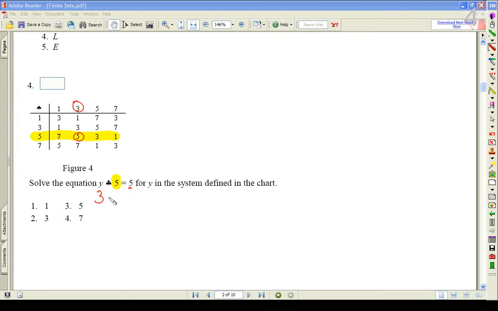So if I replace y with 3, just as a quick check, it should produce 5. So 3, go down until you reach the 5 row, and here it is, 5. So it does work out. So the correct answer here is choice 2, which is 3.